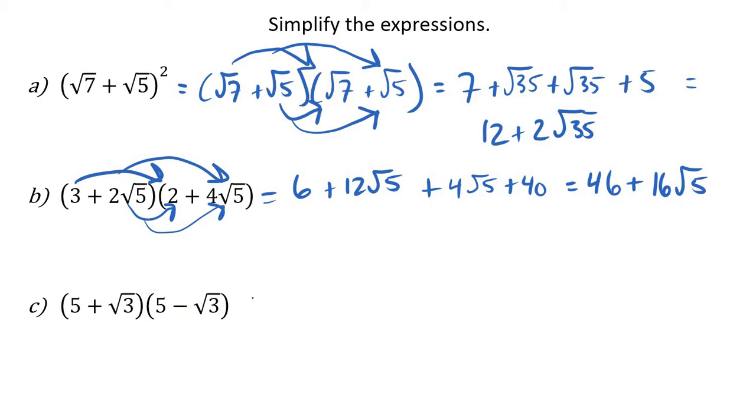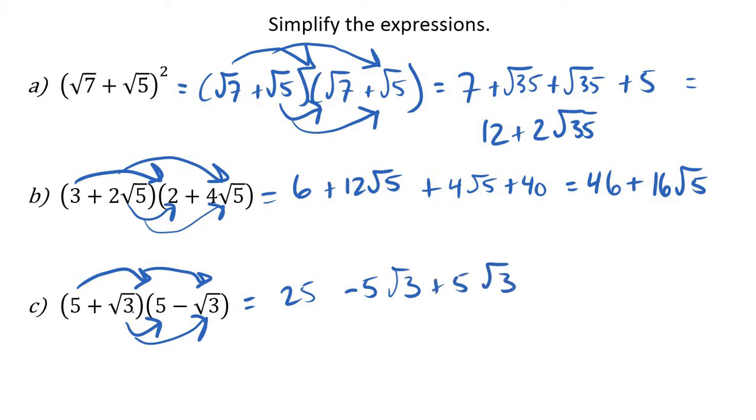How about this guy now? Same thing, it's just going to be kind of a special case I want to illustrate. So we're going to multiply these through. Let me show you what happens. 5 times 5 is 25. 5 times negative root 3 is minus 5 root 3. Root 3 times 5 is 5 root 3. Root 3 times negative root 3 is minus 3. Now notice 25 minus 3 is 22. Negative 5 root 3 plus 5 root 3 goes away. Hey, so our answer is just a nice number.